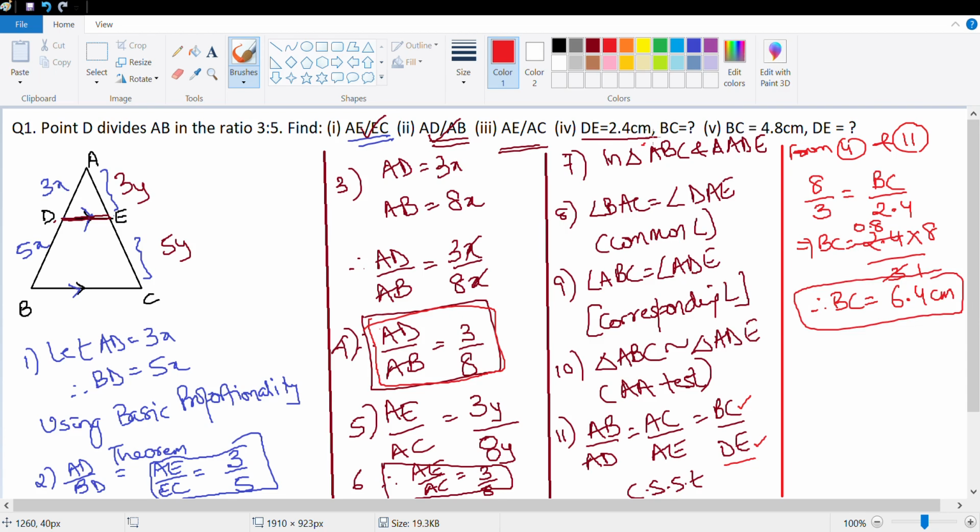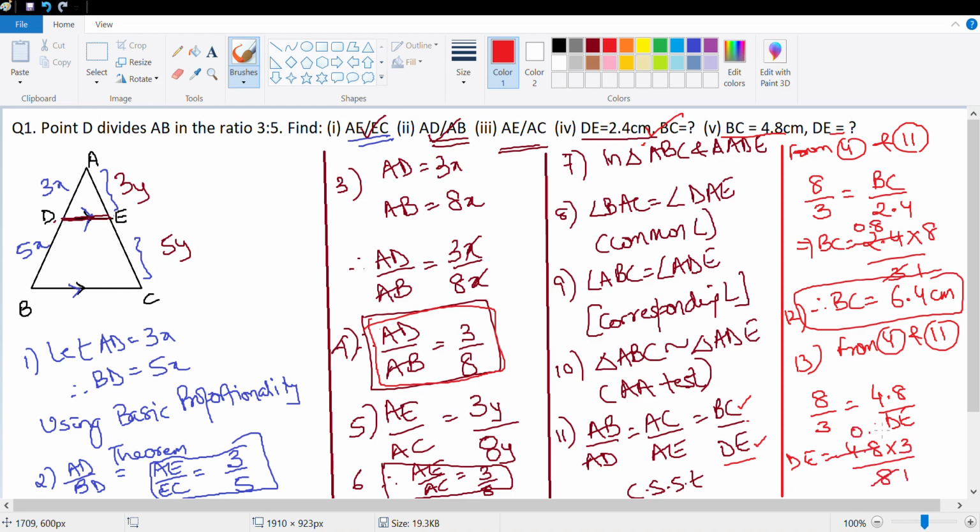Done. And that brings me to the last part of the question. The last part says, if BC is equal to something, find DE, which is the same thing. From 4 and 11, I will get 8 upon 3 is equal to BC upon DE. BC is given as 4.8 and DE we need to calculate. So DE will be equal to 4.8 into 3 upon 8, 0.6. Therefore, DE is equal to 1.8 centimeter. That's my final answer. So we use basic proportionality theorem and then we also use the similarity.